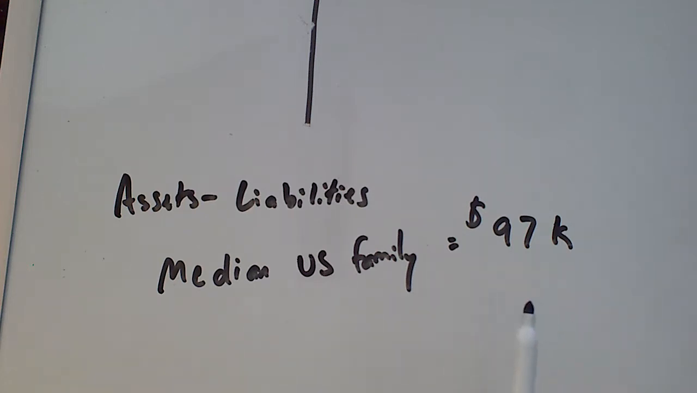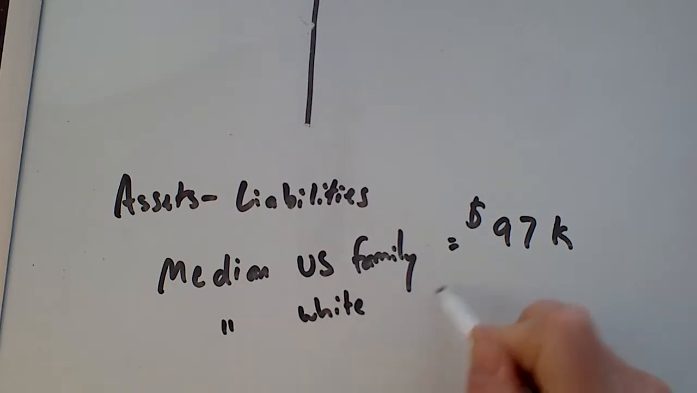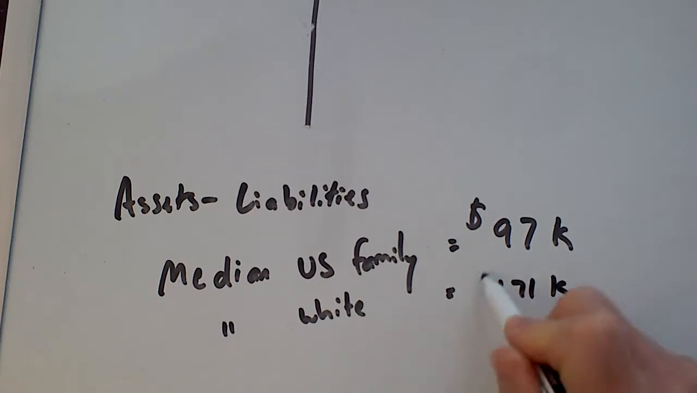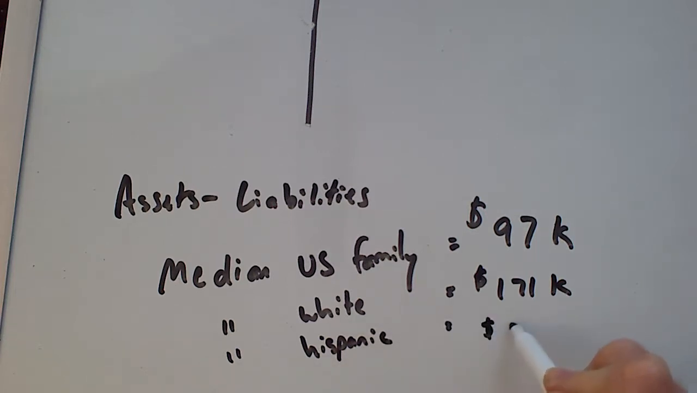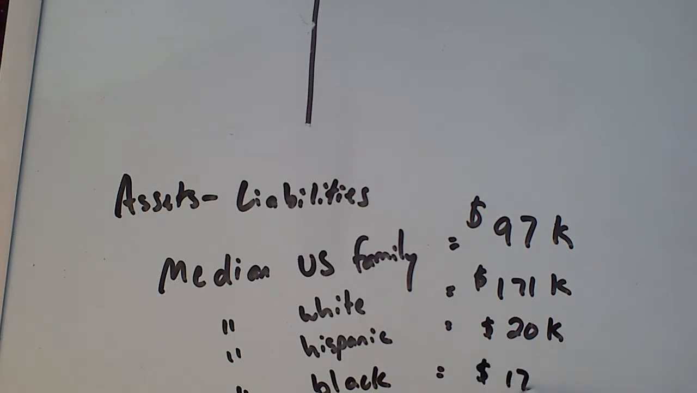But interestingly, this is not the same for all racial groups in the United States. The median white family has a median net worth of $171,000. If we're looking at the median Hispanic family, they have a net worth of an average $20,000, and the median Black family today has a net worth of just $17,000.